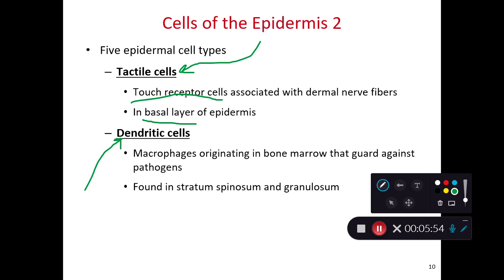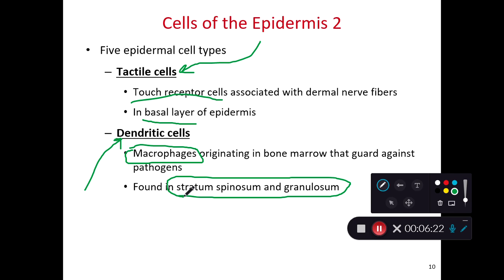So they have these branching extensions coming from them that look like the branches of a tree, hence the name dendritic cell. The reason these cells are distinctly different from the melanocytes is that these are cells that are going to phagocytize pathogens. They are a form of macrophage that is exclusive to this epidermis. And they're going to be found in the stratum spinosum and stratum granulosum of our epidermis and aid in our immune response.